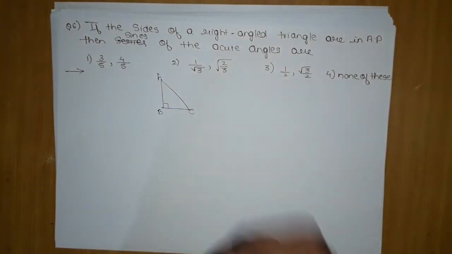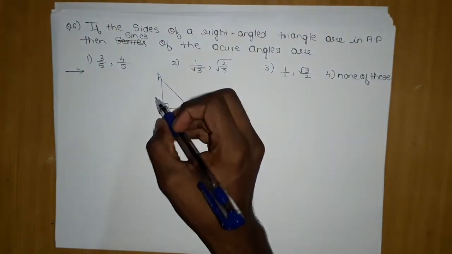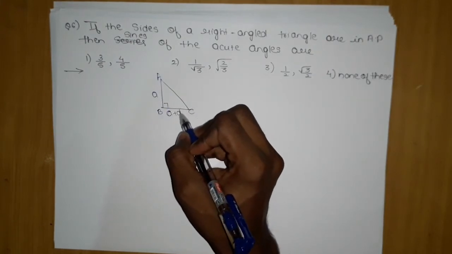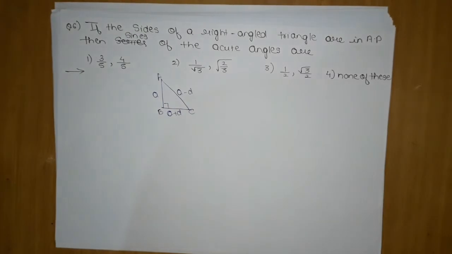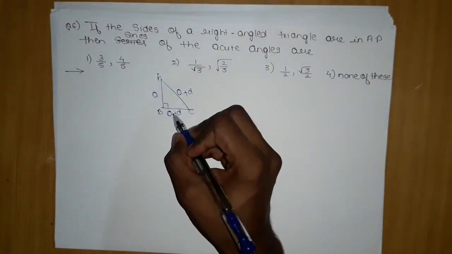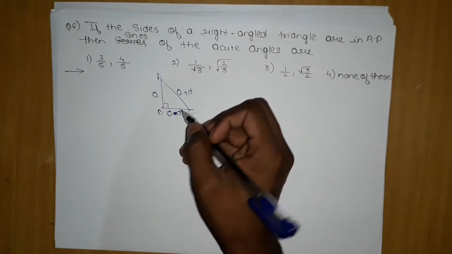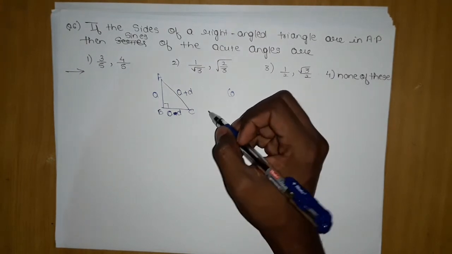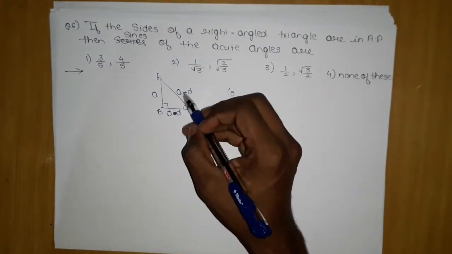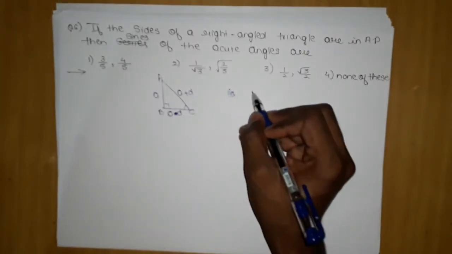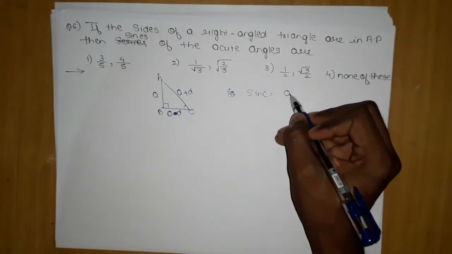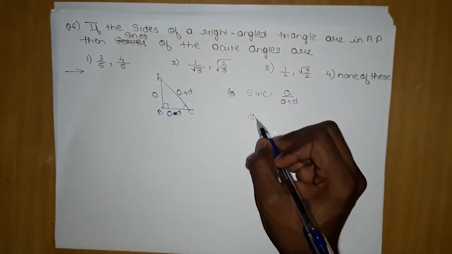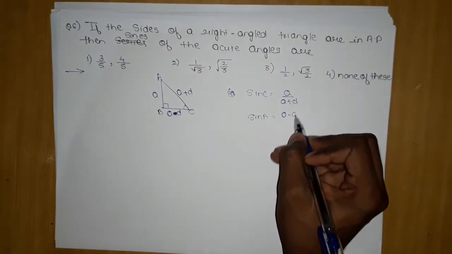Fine. Now for the sides to be in AP, I have to consider them like this: a plus d, a, a minus d. Okay, I have considered it. Let me take this, it should be bigger. Now a plus d is the hypotenuse. So for the acute angles, sin C will be nothing but a upon a plus d, and sin A will be nothing but a minus d upon a plus d.